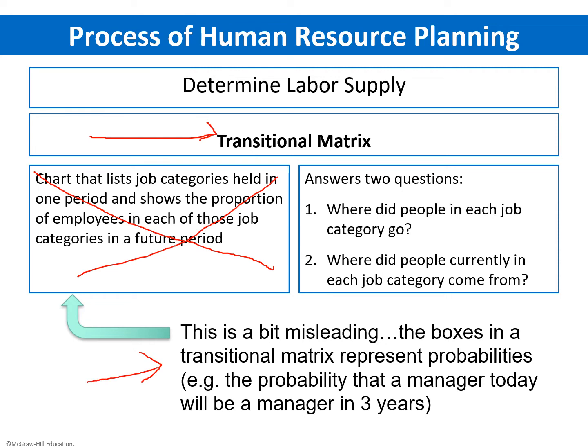All right, so the transitional matrix is going to show you the likelihood that a person in a certain position is going to be in a certain position in 3 years. Okay, it's going to show you the likelihood that a person in a position 3 years from now is going to come from a specific place. All right, so it's going to address two different questions essentially. Where are people in each job category today likely to go? And where are people in each job category in the future likely to have come from?